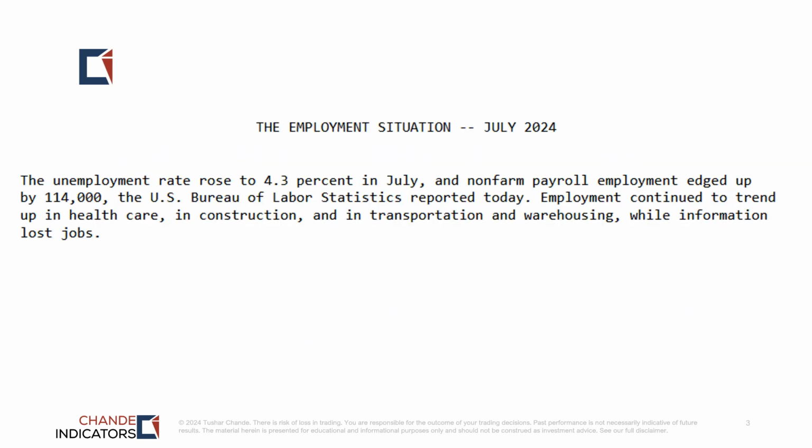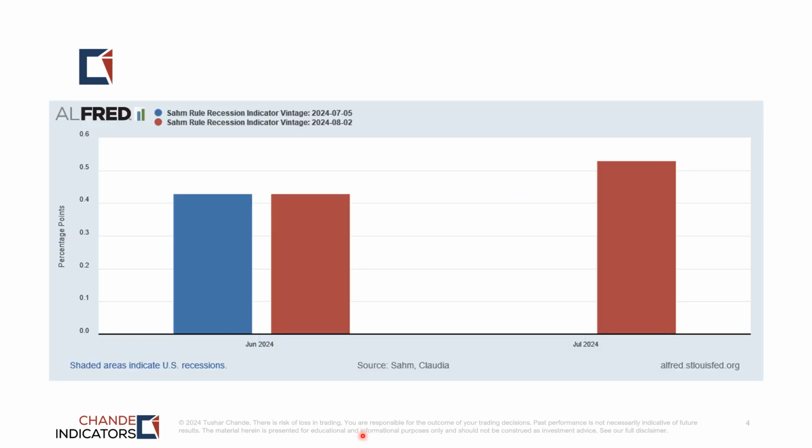After a generally dovish Fed meeting, the market prepped for the unemployment report on Friday, and the Bureau of Labor Statistics reported that unemployment rose to 4.3%, and the job creation was below expectations at 114,000. So that really triggered the market on Friday. The SAM rule that we have discussed before rose above 0.5 and ended at 0.53. And in the past, this has correlated with rising unemployment and recessions, and that's why the market recoiled on Friday.